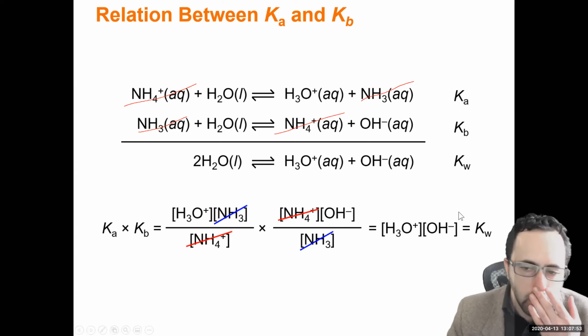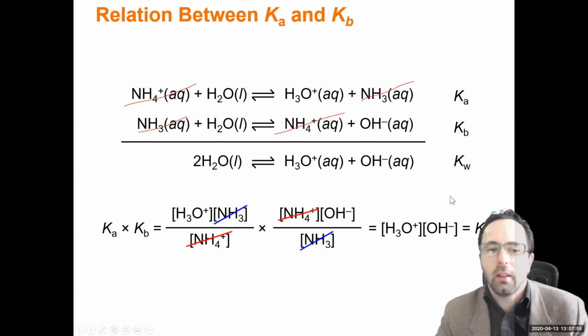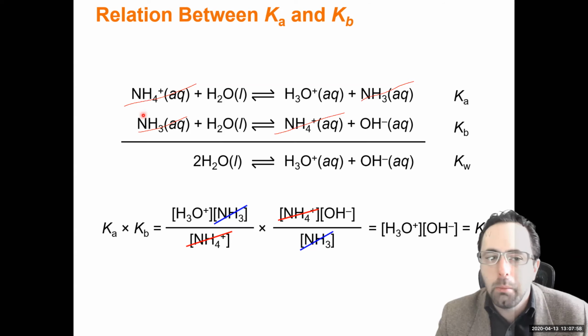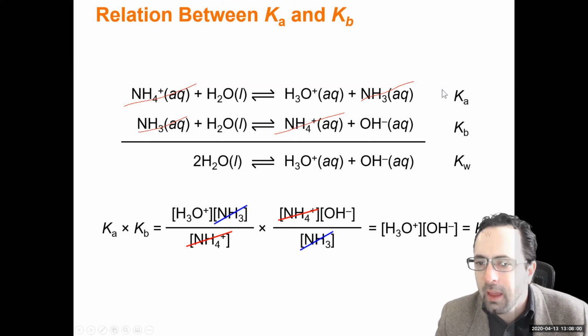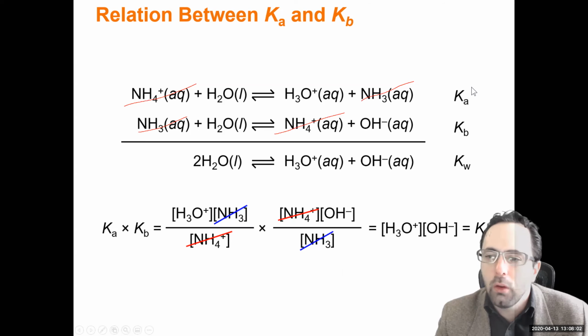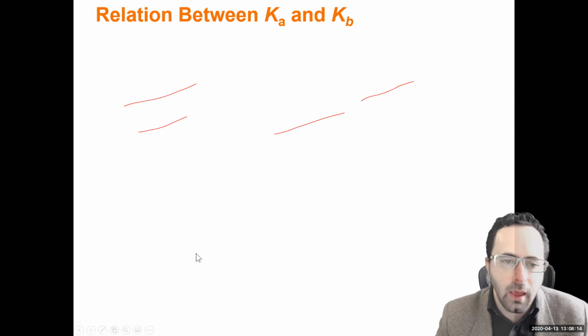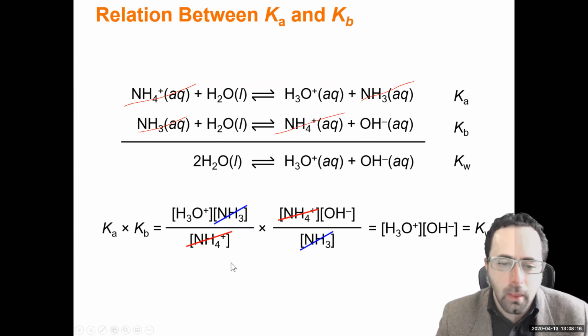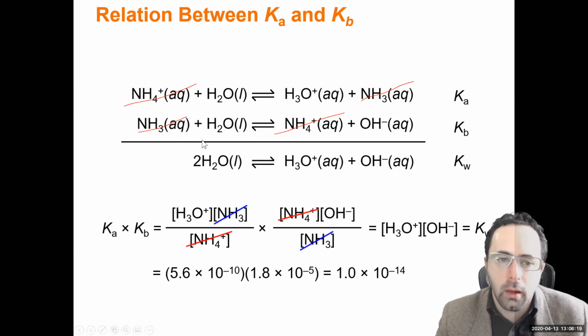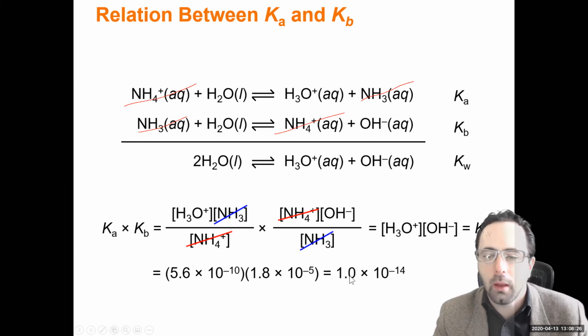So the point is that the Kb for a base and the Ka for its conjugate acid, those Ks multiply to Kw. If we were to look up on the previous slide, there was a slide full of Kb's and Ka's for the conjugate acid. This was the Ka for ammonium ion from that chart. And this was the Kb for ammonia from that chart. And of course, they multiply to 1 times 10 to the minus 14.